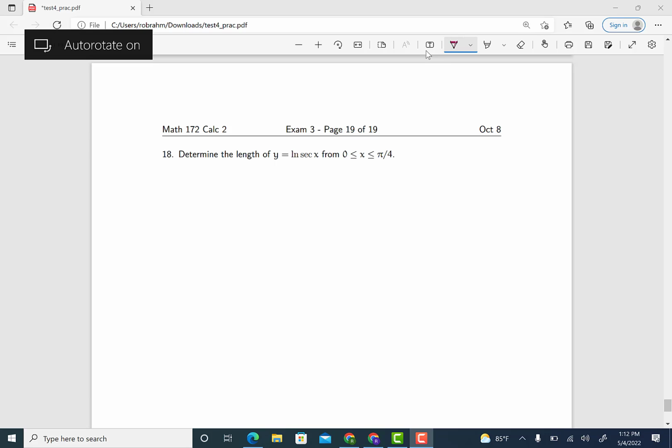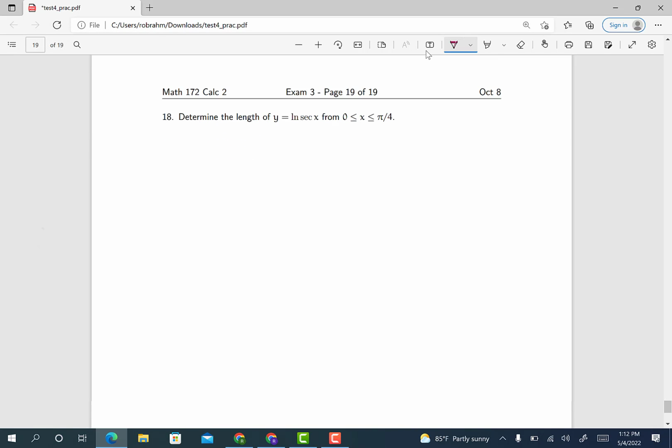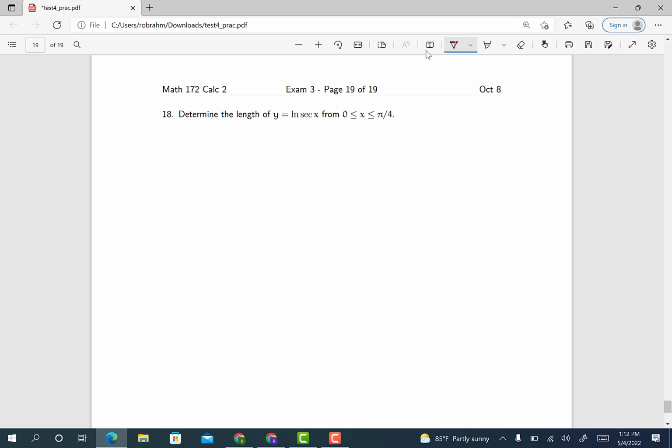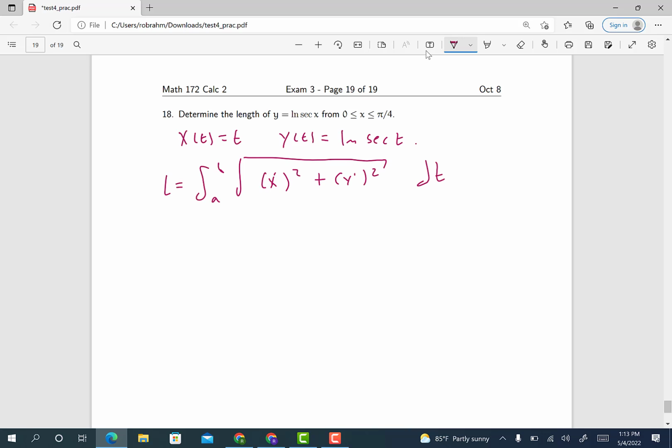Okay, so we want to do this arc length problem, and when we have a curve that's given as a graph of a function, remember we use the following parameterization: x of t is equal to t, and then y of t is just y, but wherever we see an x, we plug in a t. So this is going to be the natural log of secant of t. And the length formula is the integral from a to b of the square root of x prime squared plus y prime squared dt. Okay, so I need to compute x prime and y prime.